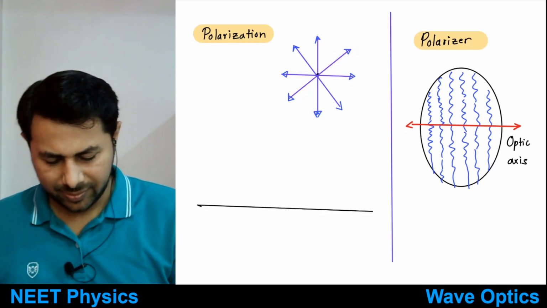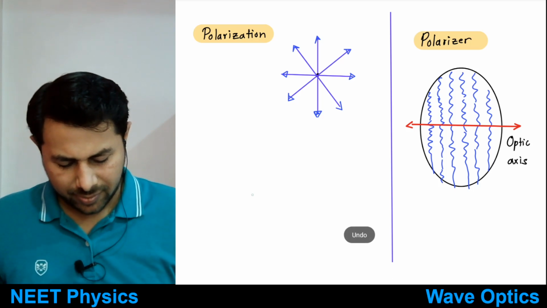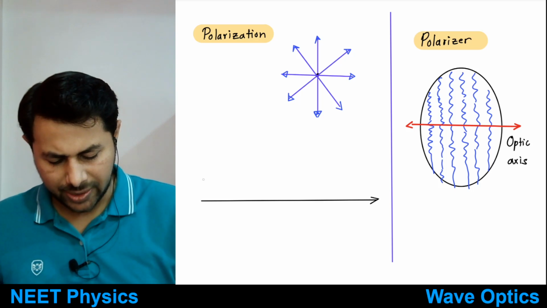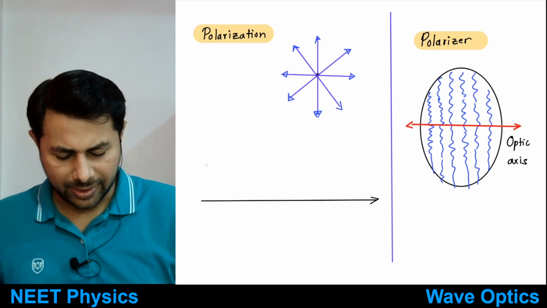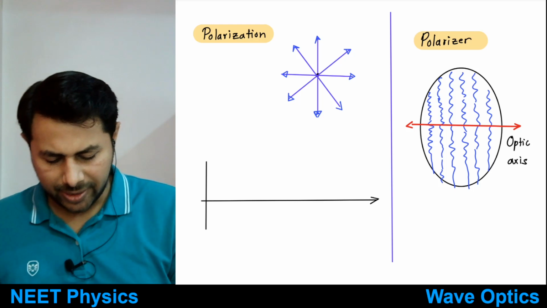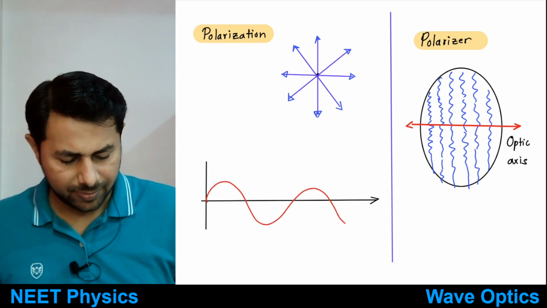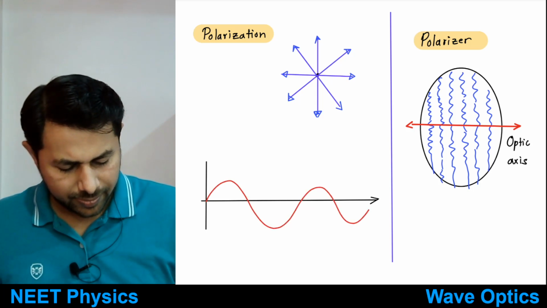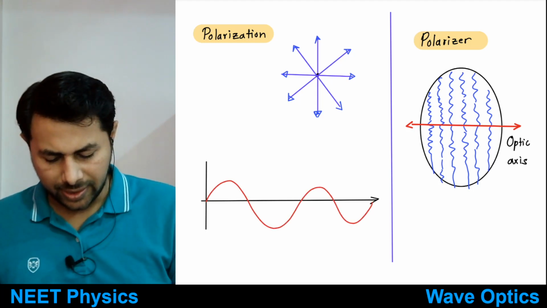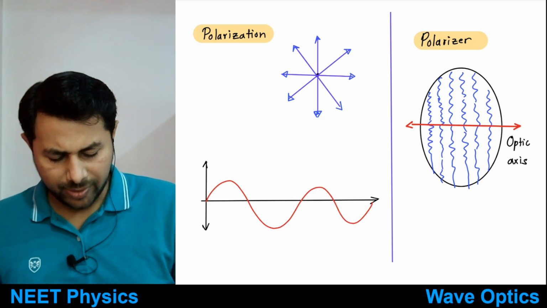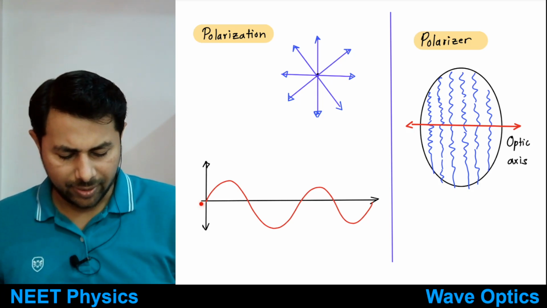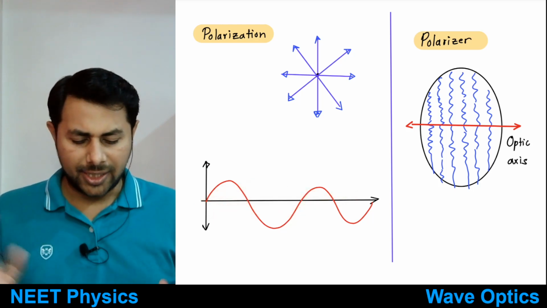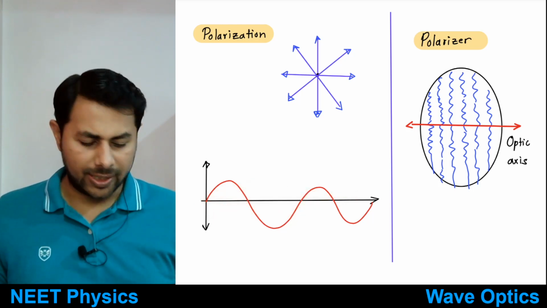So it's like this. Light goes in this direction, and the electric field will oscillate perpendicular to that. This is one possible direction of oscillation. The electric field can oscillate in this direction like this. So it is transverse. It is transverse to the direction of propagation.